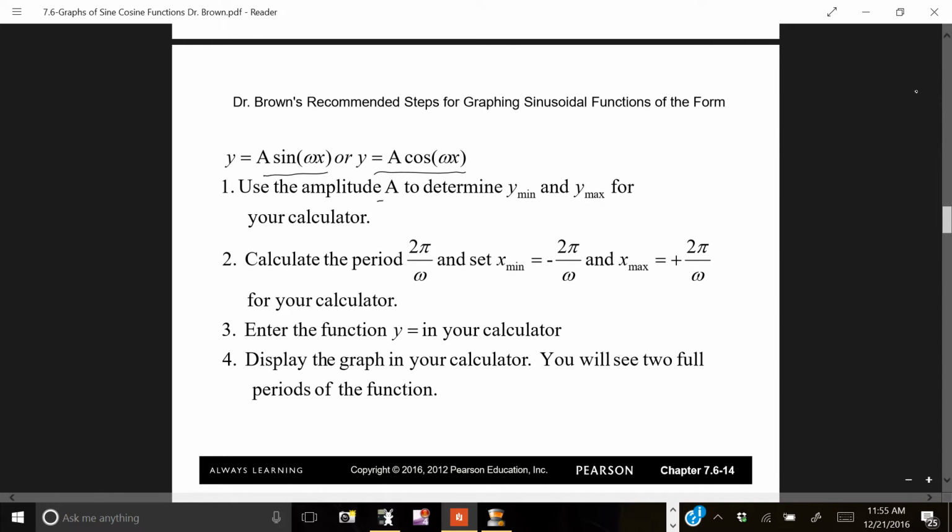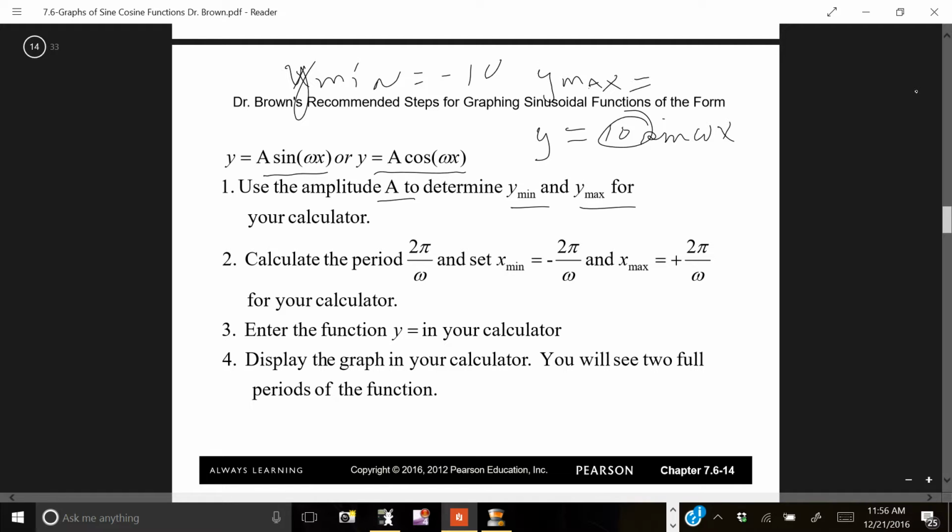You'll use the amplitude A to determine what your y min and y max should be. In other words, if y is equal to 10 sine of omega x, then you want to put x min equal minus 10, y min equal minus 10 and y max equal plus 10.